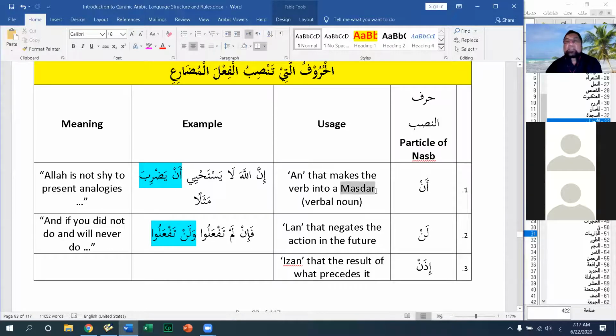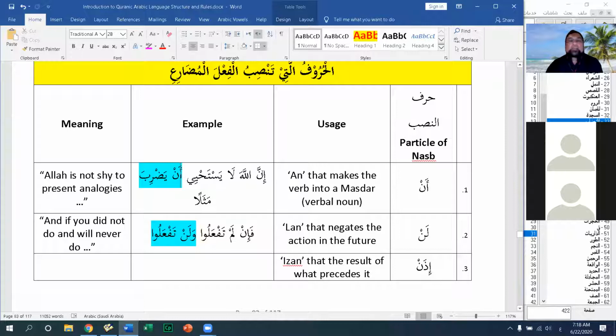What does it mean, make it a masdar? It makes it sound as if it's an ism. When you put this an in front of a present tense verb, remember we talk about present tense verbs right now, it converts the an and the verb to mean an ism, a masdar. إن الله لا يستحيي أن يضرب مثلا. This here means إن الله لا يستحيي من ضرب مثل. We use min because يستحيي requires the min in front of the noun. أن يضرب is changed to ضرب in the meaning.